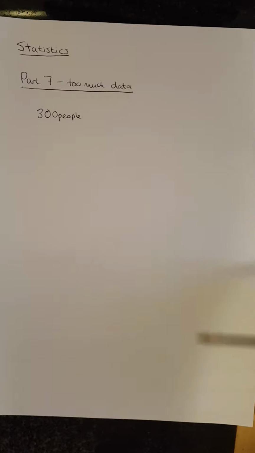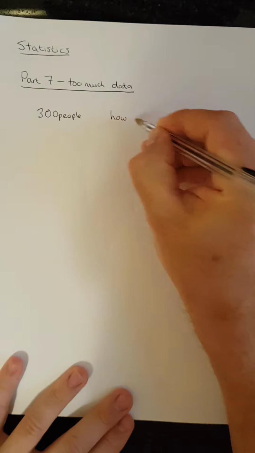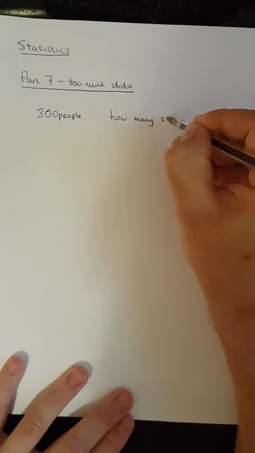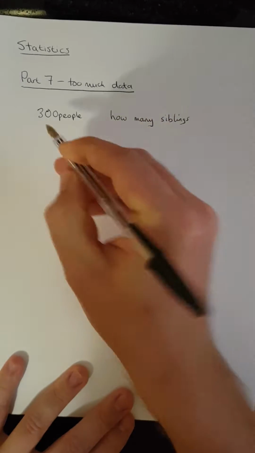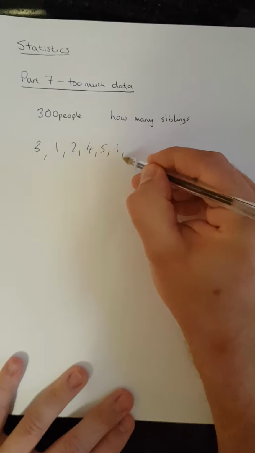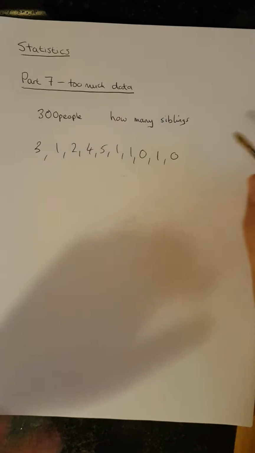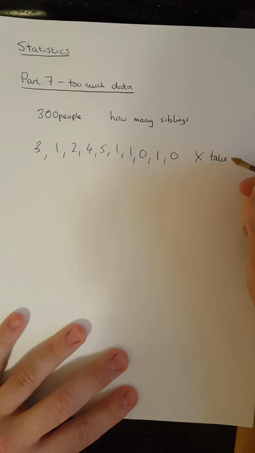Now, I'm going to have to get an answer from each of them, and I'm going to have to physically get their answer written down. If I try and write these numbers out one by one, what's going to happen? Is there a better way of collecting all this data? Well, I don't think I can afford to write down 3, 1, 2, 4, 5, 1, 1, none, 1, none, for 300 pieces of information. That's going to take too long.